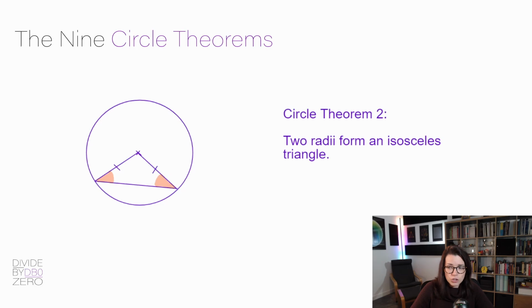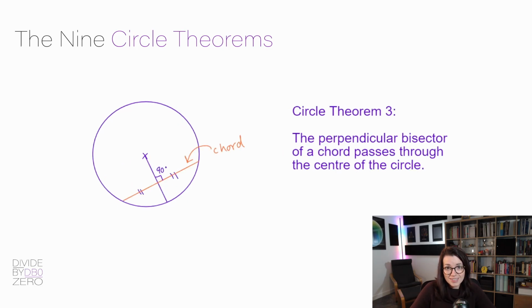Circle Theorem 2. Two radii form an isosceles triangle. If you look, the two radii are going to be the same length. So you are going to get a nice isosceles triangle there, where the two angles inside the isosceles triangle will be equal.